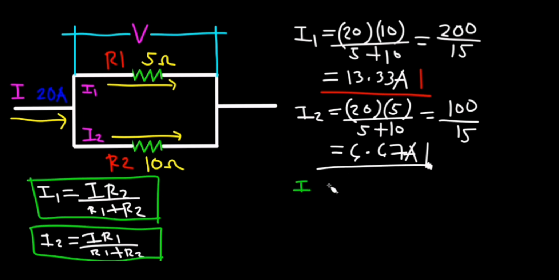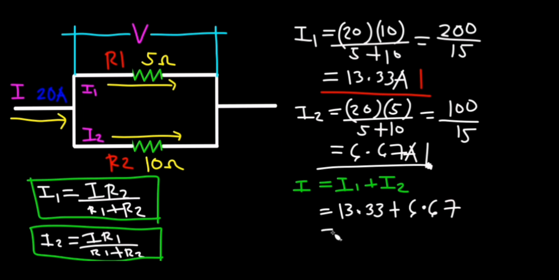To check if your answer is correct, just add I1 and I2. It should be equal to the total current. So I1 plus I2, 13.33 plus 6.67 is equal to 20. Meaning your answer is correct.